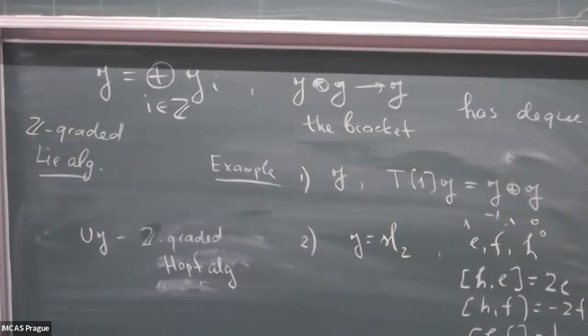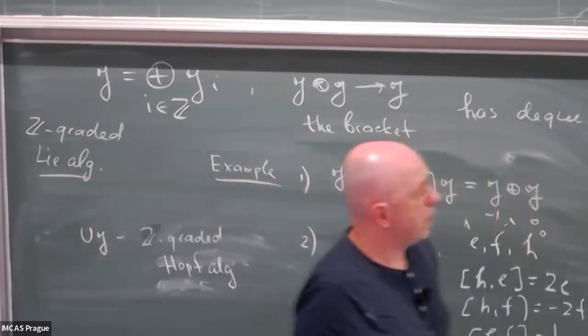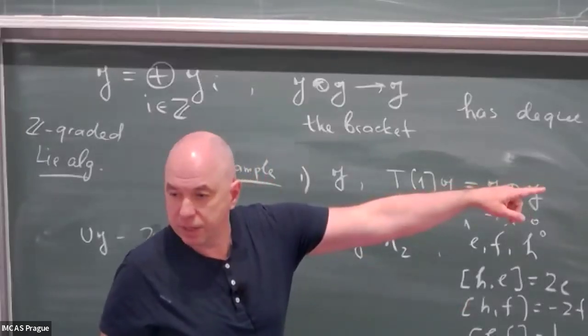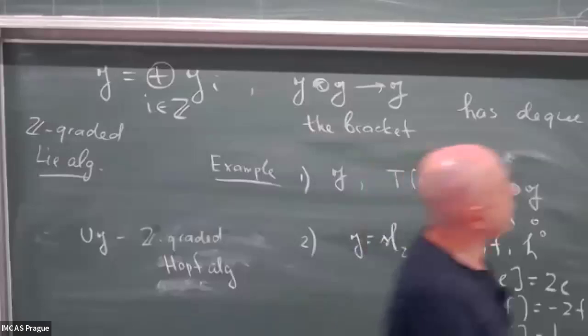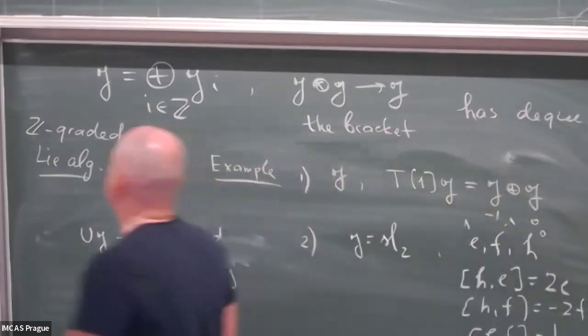In the free case, this will be in degree 1, this will be in degree 2. The triple brackets will have degree 3, but the Jacobi identity also has degree 3. So the quotient will be well defined, and the quotient will still be graded.